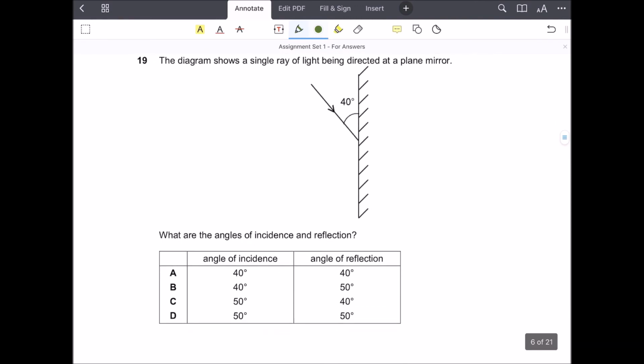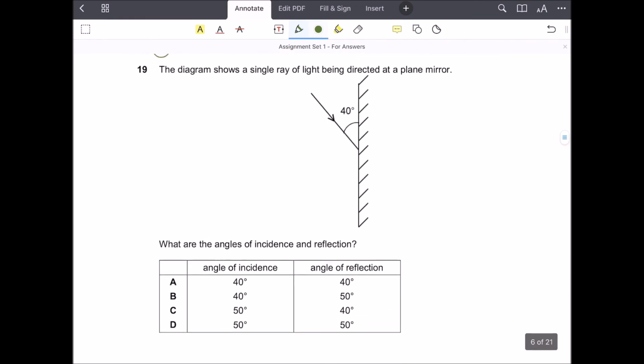We are now at question number 19. This question is testing you about what is angle of incidence and the idea of reflection. In the first problem, which is angle of incidence, you must know that it is always the angle between the ray and the normal. And you know that the normal is actually 90 degrees to the surface. So the angle that we are talking about is this particular angle here, which is 50 degrees. So the angle of incidence is 50.